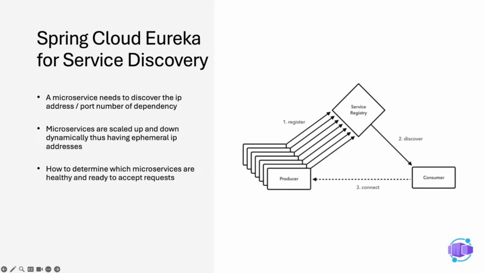But the way Eureka works, as you may be aware, there will be a Eureka instance that we run, and then your applications will connect to it. You'll register yourself using the Eureka libraries, and then your applications can discover each other using the Eureka libraries. And so that's Eureka for Spring for service discovery.